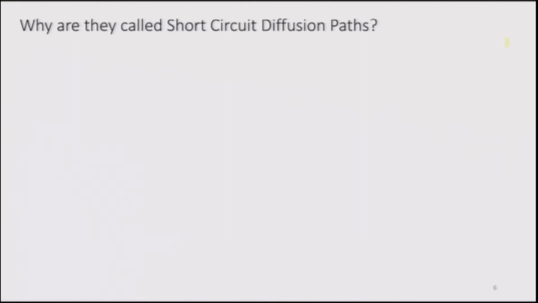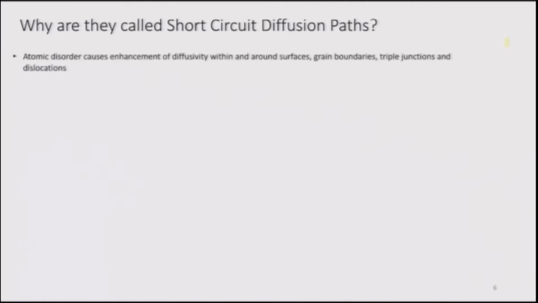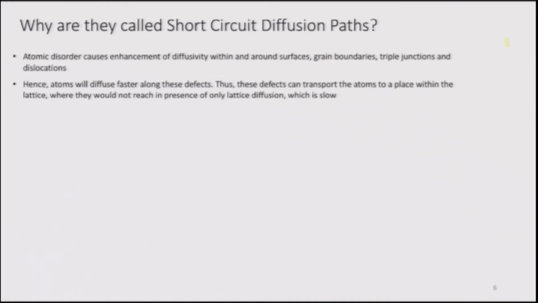Now, the question is, why are these fast diffusivity paths called short circuit diffusion paths? Let us see it here. Atomic disorder causes enhancement of diffusivity within and around surfaces, grain boundaries, triple junctions and dislocations. Hence, atoms will diffuse faster along these defects. Thus, these defects can transport the atoms to a place within the lattice where they would not reach in presence of only lattice diffusion, which is slow.